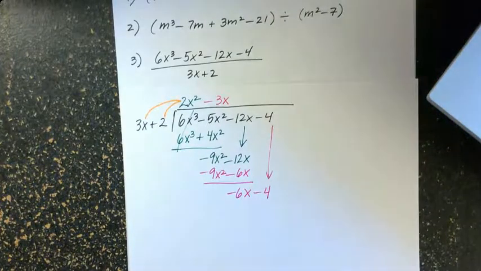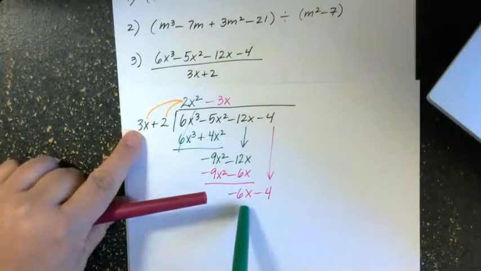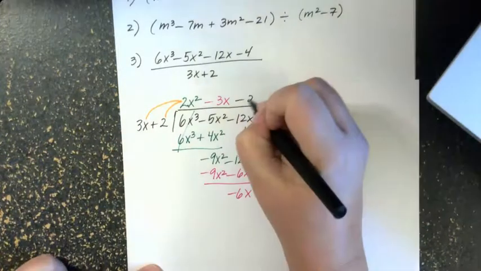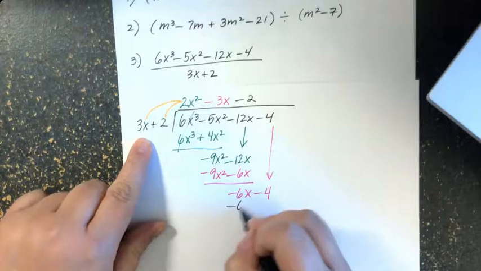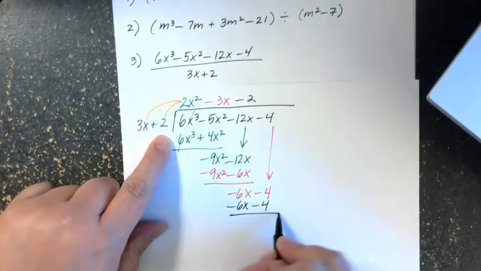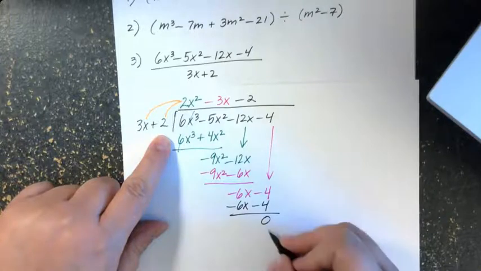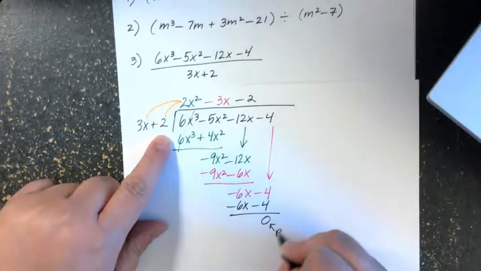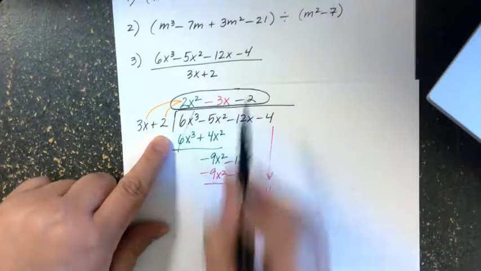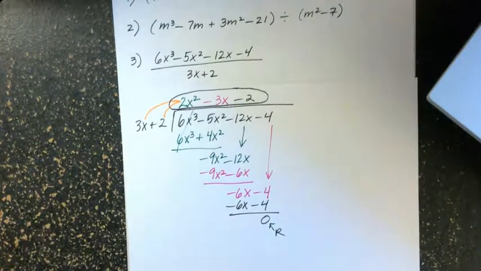Last time, 3x times what makes negative 6x? 3x times negative 2 gives me negative 6x, and negative 2 times 2 gives me negative 4. So again, ta-da, no remainder. And that means my answer is just 2x squared minus 3x minus 2.